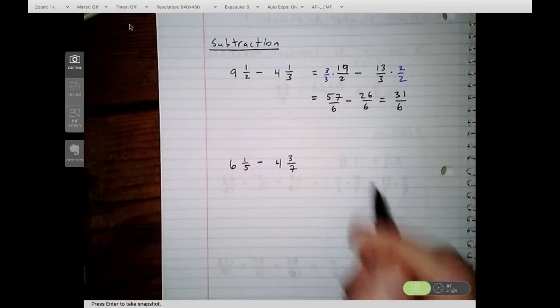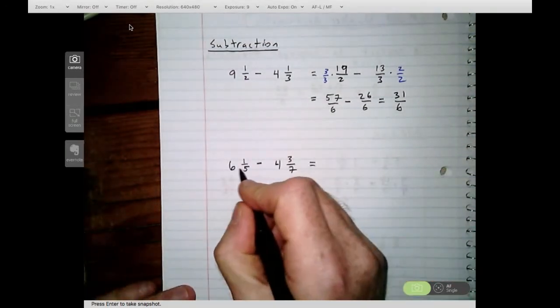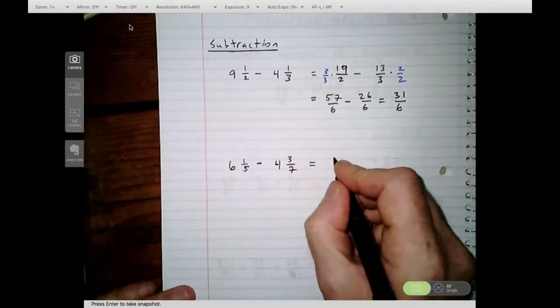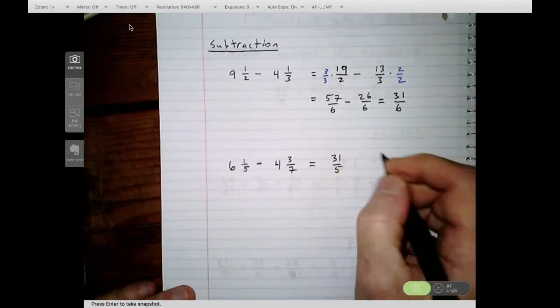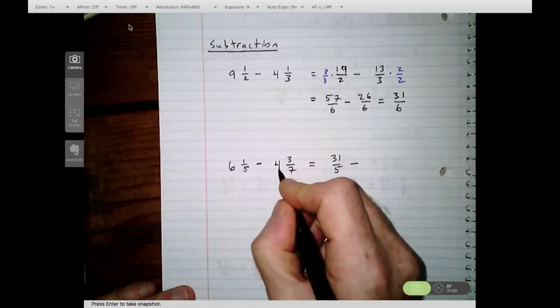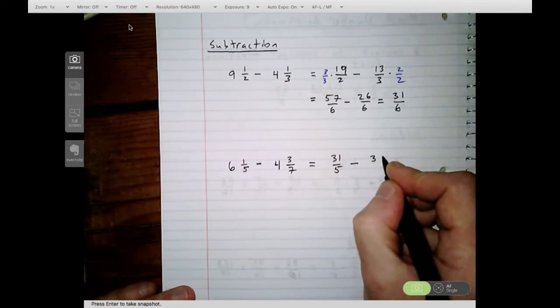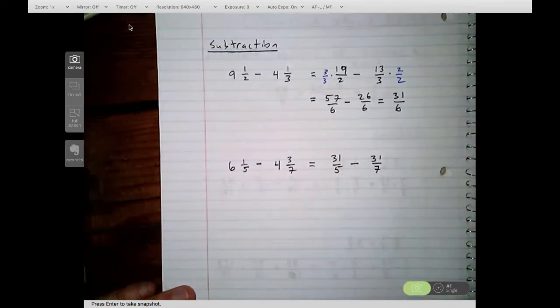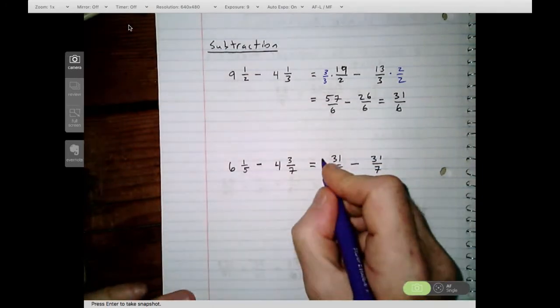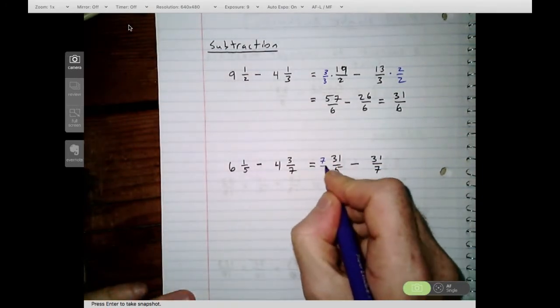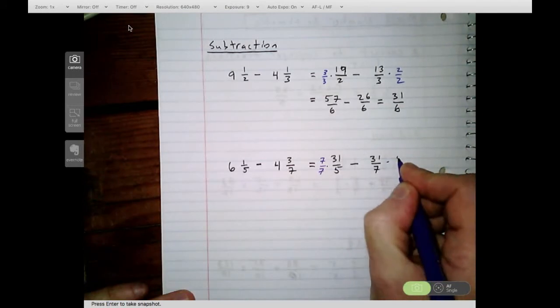Okay, now here, 5 times 6 is 30, plus 1 is 31 over 5, minus 7 times 4 is 28, plus 3, 31, over 7. That's kind of a weird coincidence. They're both 31. Okay, so common denominator for 5 and 7, well, that's going to be 35. So here we multiply by 7 over 7, and here by 5 over 5.